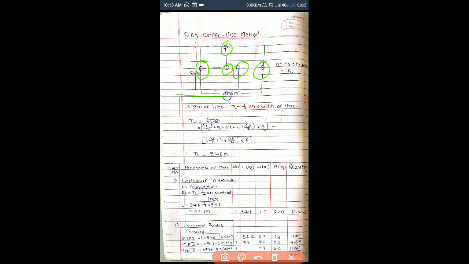Then we will calculate the length by using the center line method, as length of item equals total length minus 1/2 into n into width of item. Here n is the number of junctions, and width of item means whichever item we are considering, that width, whether for brickwork, flooring, earthwork in excavation, PCC, likewise. Total length is the length that we will calculate here.